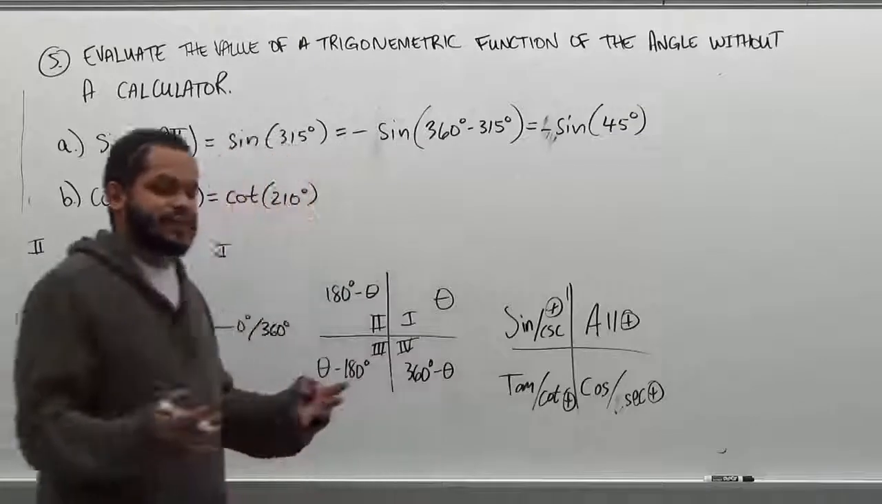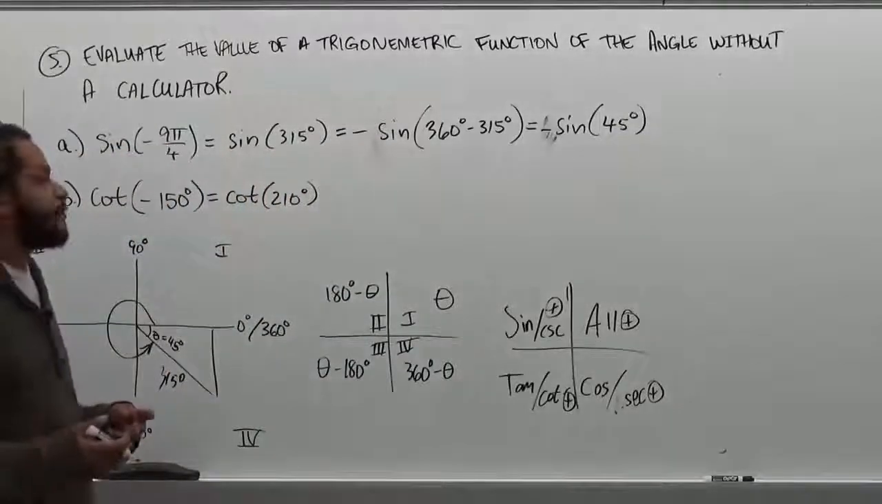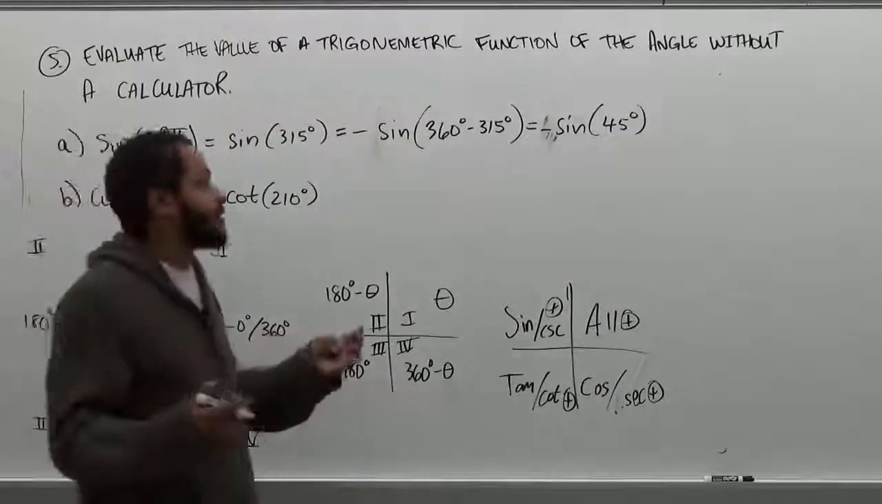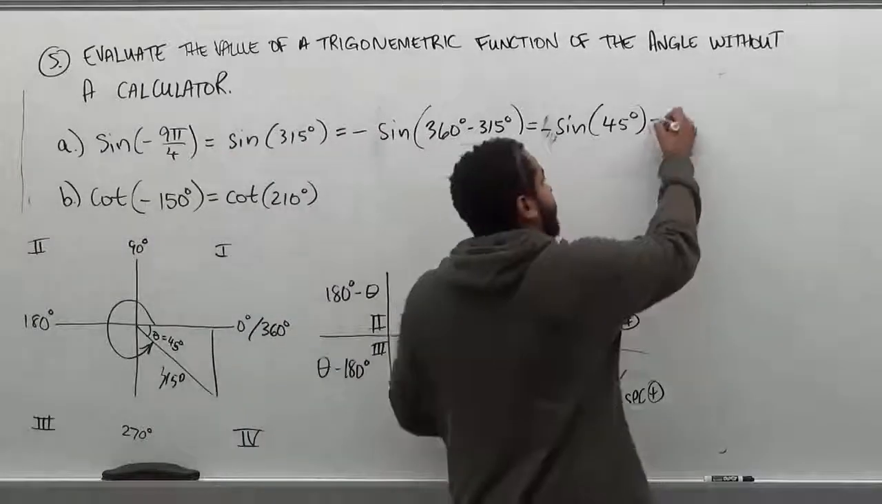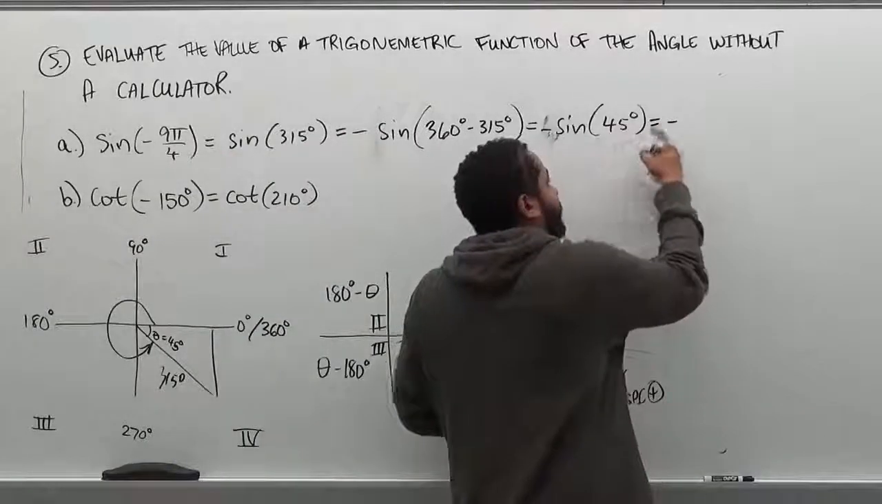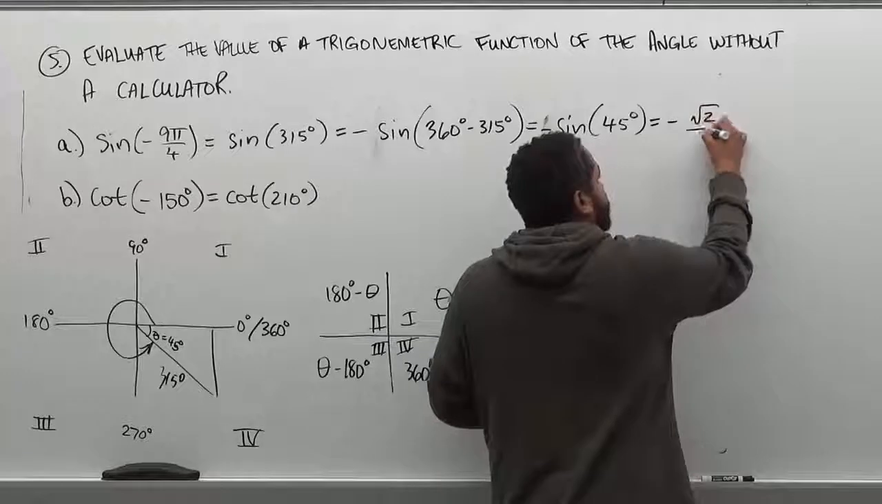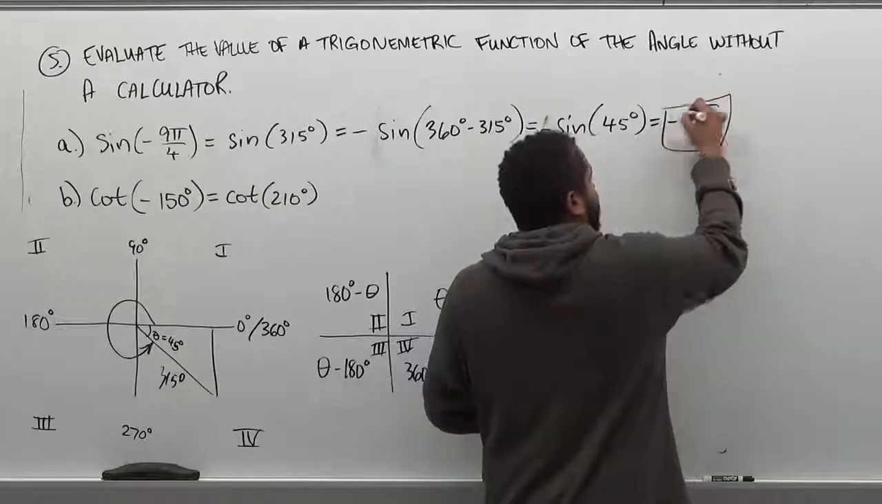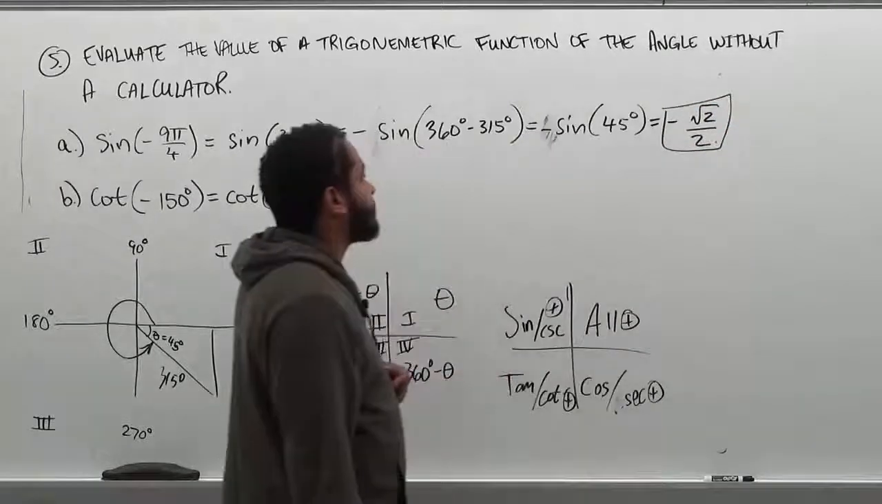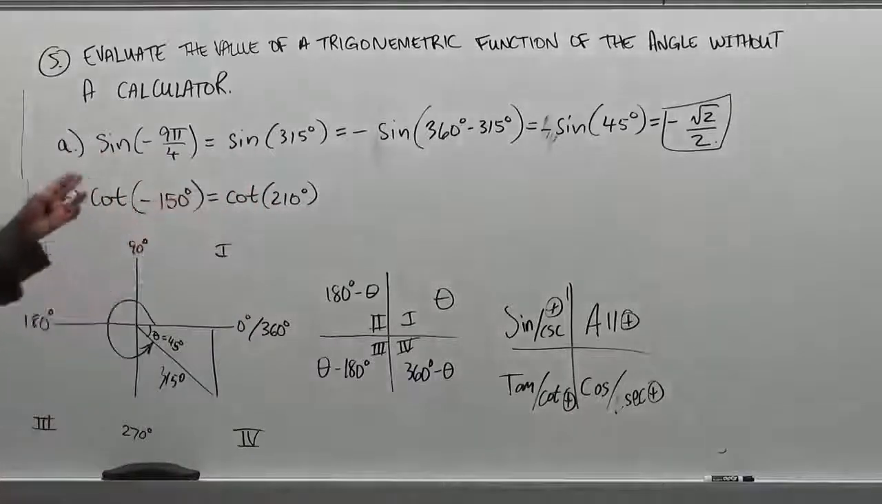And finally, we have to use the common values table to figure out what sine of 45 degrees is. We already know the solution is negative. And sine of 45 degrees is always radical 2 over 2, based on what we know about common angles. And that's our solution for the sine function.